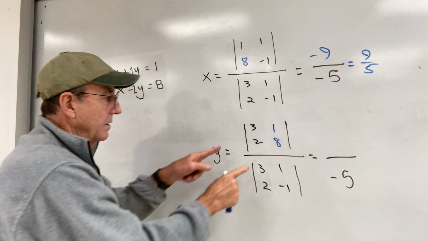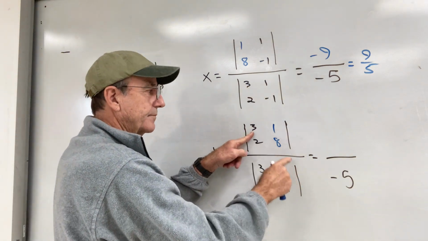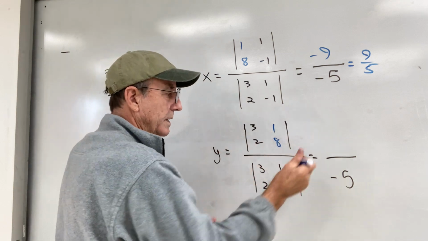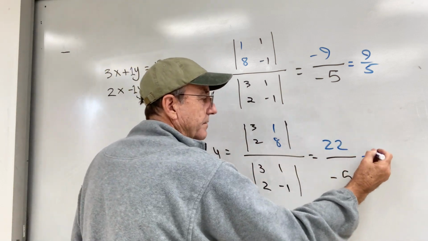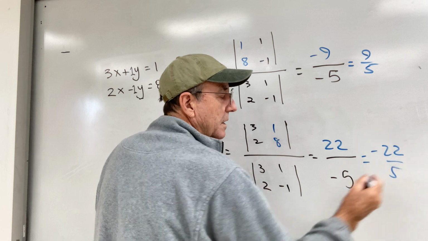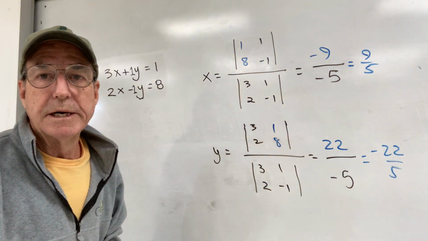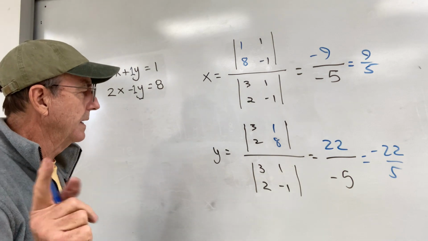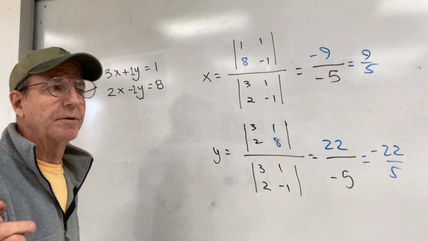And over here, we have 24 going this way and 2 going this way. Remember, you have to subtract. 24 minus 2 is 22. And sure enough, negative 22/5. So we can solve this system using Cramer's rule. We can also solve it using inverse matrices. I'll comment on both of these.